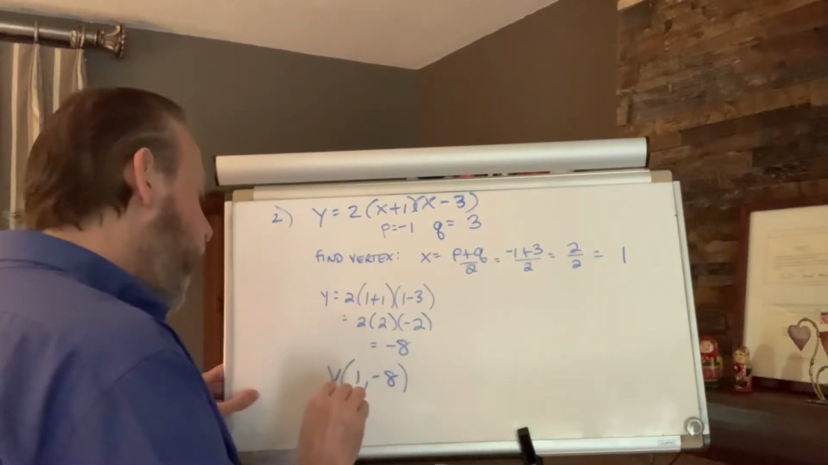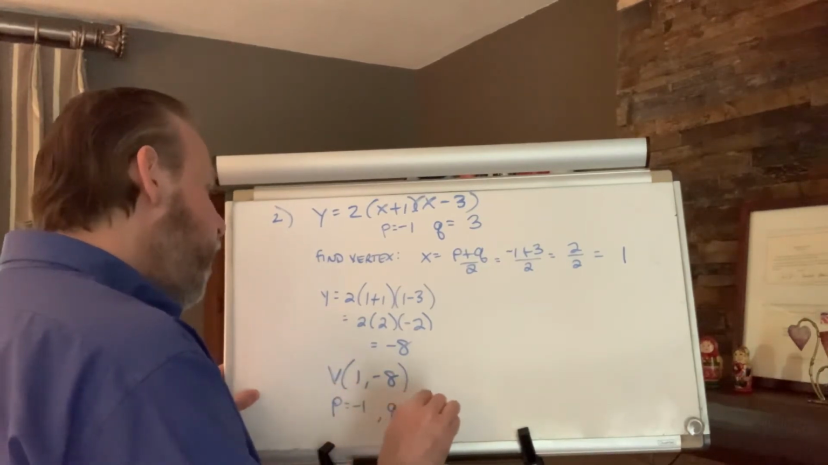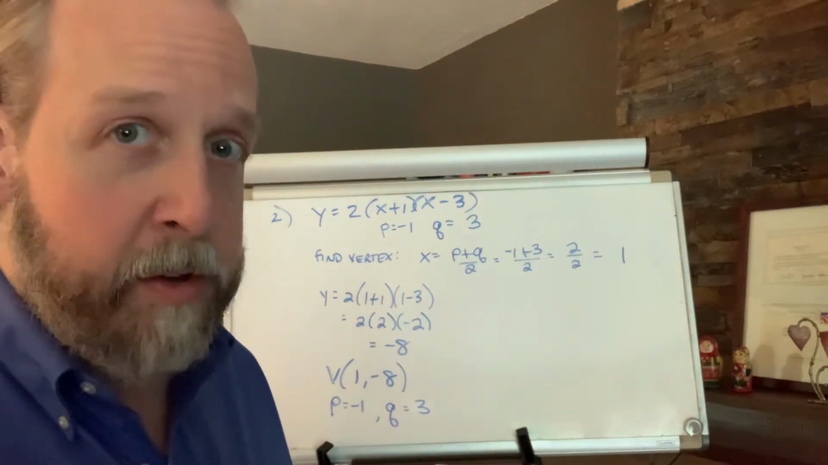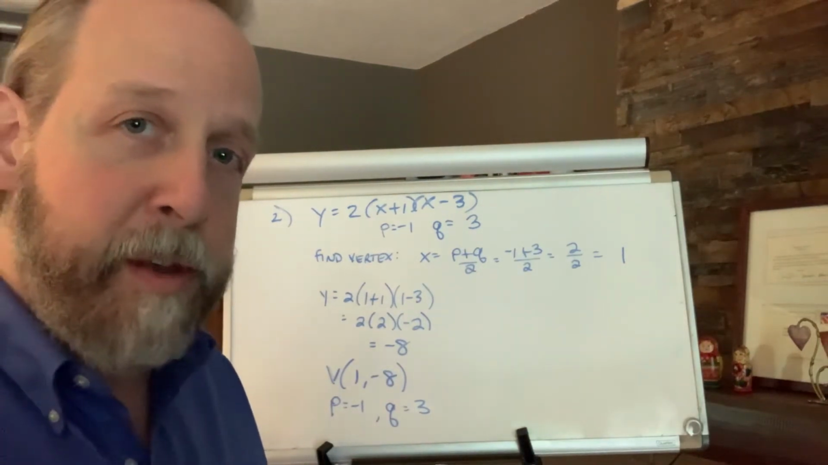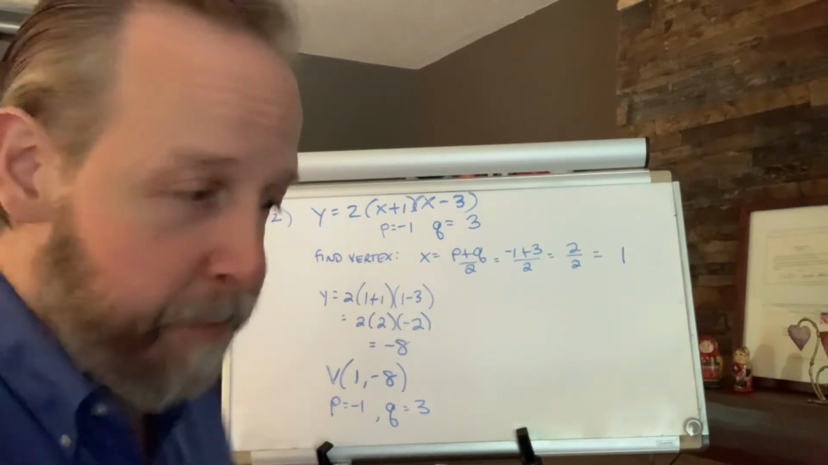I also have p and q. P is -1. Q is 3. For graphing, that's all I need. I do not want to make a t-table for intercept form. You don't need it. It's extra work and unnecessary.